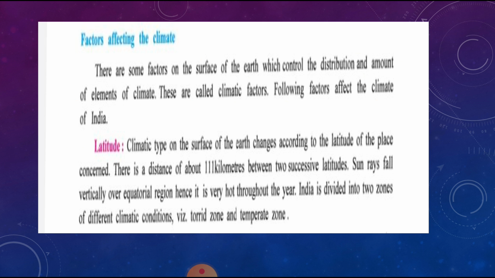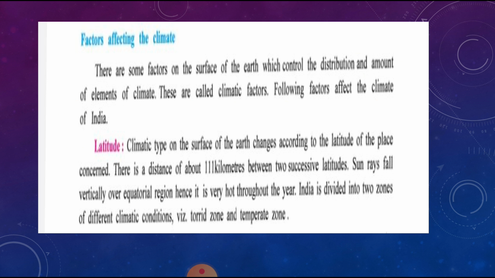Now first of all we'll see the latitude. Climatic type on the surface of the earth changes according to the latitude of a place. Latitudes affect the climate of the region, and there is a distance of about 111 kilometers between two successive latitudes. Sun rays fall vertically over the equatorial region, hence it is very hot throughout the year.